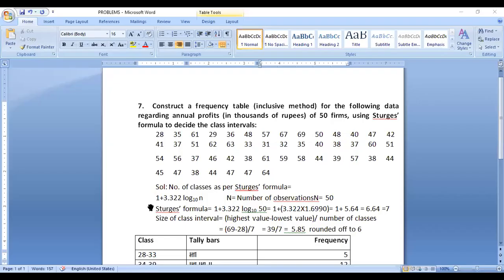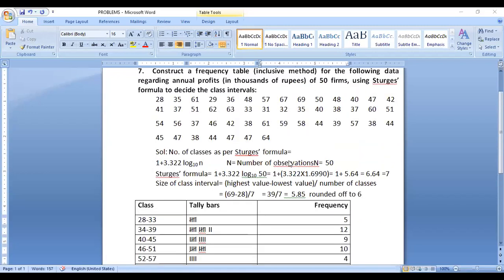So in this way, the Sturges formula is used to determine the number of classes, and ultimately it will be helpful in identifying the class interval and in the construction of a frequency distribution table in the case of a continuous series.